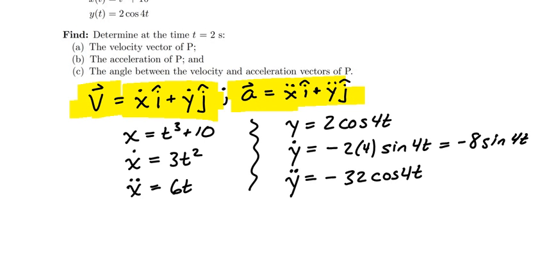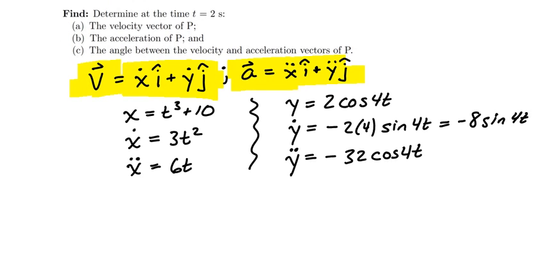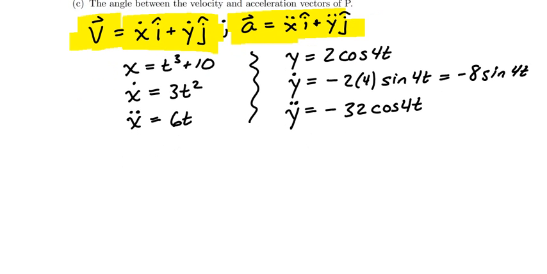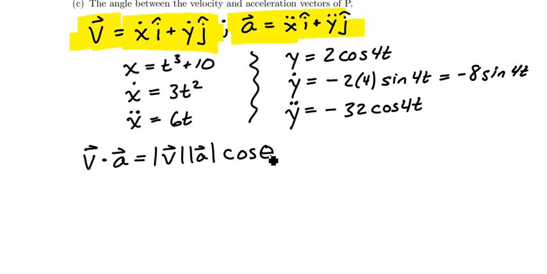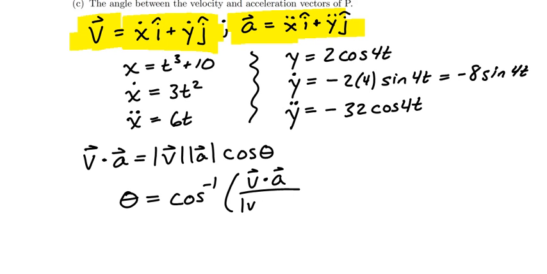Now part C in this problem asks to find the angle between the velocity and acceleration vectors. To do that, I'm going to take advantage of the dot product. We can recall that the velocity vector dotted with the acceleration vector is equal to the magnitude of the velocity vector times the magnitude of the acceleration vector times the cosine of the angle between the two vectors. This of course means that theta, the angle between the two vectors, will be equal to the inverse cosine of the quantity: the velocity vector dotted with the acceleration vector divided by the magnitude of the velocity vector times the magnitude of the acceleration vector.